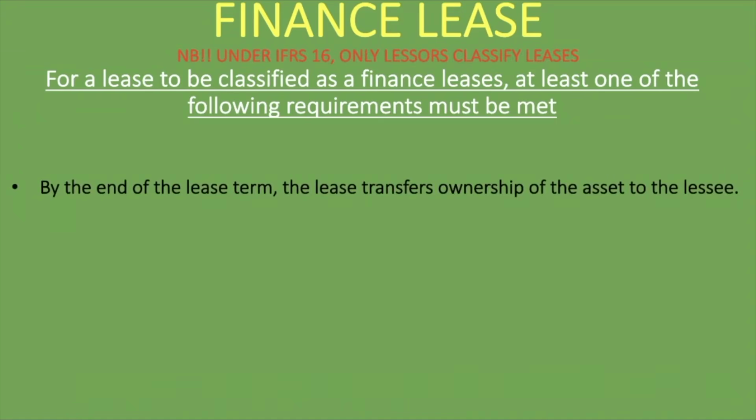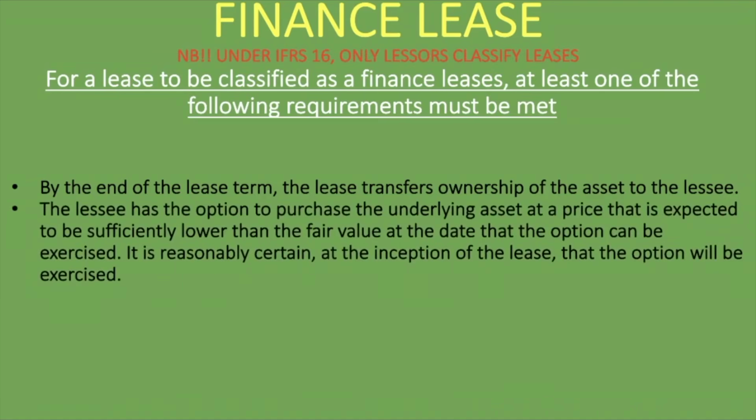Well, by the end of the lease term, the lease transfers ownership of the asset to the lessee. If that's the case, if by the end of the lease term the ownership of the asset transfers to the lessee, then you know that it's a finance lease. So if you have that in your scenario where the lease transfers to the lessee at the end of the lease, then you know that's a finance lease. The lessee has the option to purchase the underlying asset at a price that is expected to be sufficiently lower than the fair value at the date that the option can be exercised. Alright, it is also reasonably certain at the inception of the lease that the option will be exercised. Then you know that it's a finance lease.